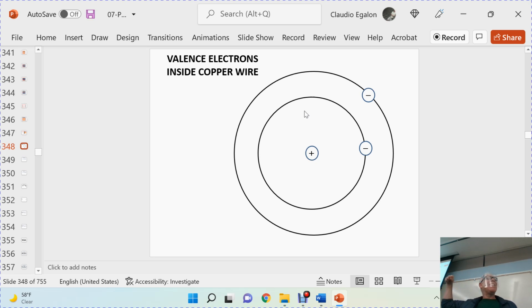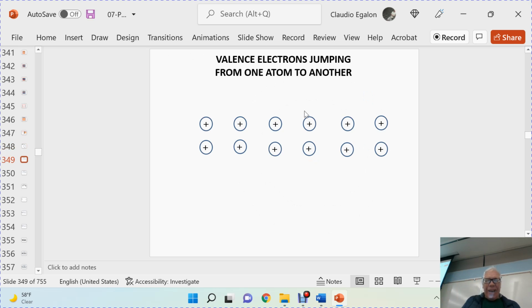Make sense? So if you're talking about a metal, what you have is a bunch of nuclei inside the metal, on the order of the Avogadro number, and a bunch of electrons too. Most of the electrons are inner electrons. But the valence electrons on the outside of the atom, which are easier to extract, behave in a very interesting way inside the metal.